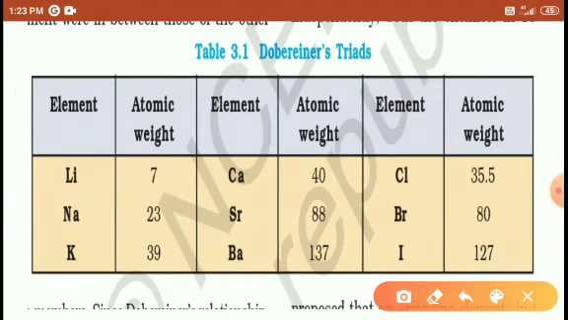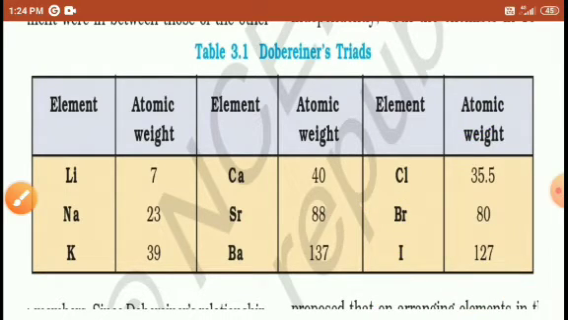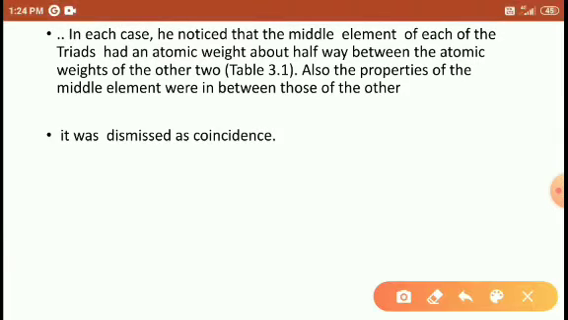So it means the atomic weight of the second element is equal to the average atomic weight of the first and third elements. Right, students? These are Dobereiner triads. He noticed the middle element of each triad has an atomic weight about halfway between the atomic weights of the other two. So also the properties of the middle element lie between those of the others. This is the statement of the Dobereiner triad, students.